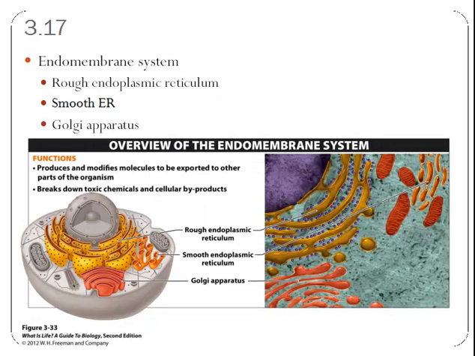The endomembrane system is a series of basically sacs that are formed with membrane, and we'll look at the rough endoplasmic reticulum, the smooth endoplasmic reticulum, and the Golgi apparatus. Structurally, they're all very similar. You can see here's the rough, here's the smooth, and here's the Golgi, and they're all just kind of flattened sacs of membrane, but they all have different functions in the cell, and we'll look at each of those.